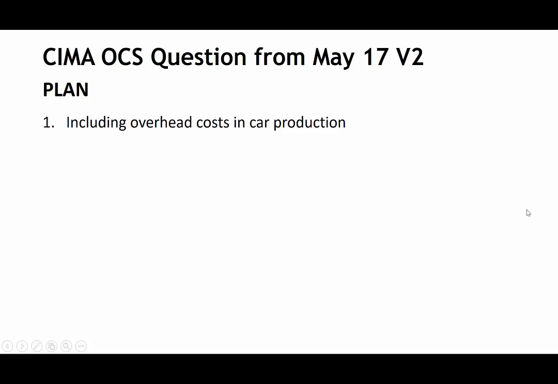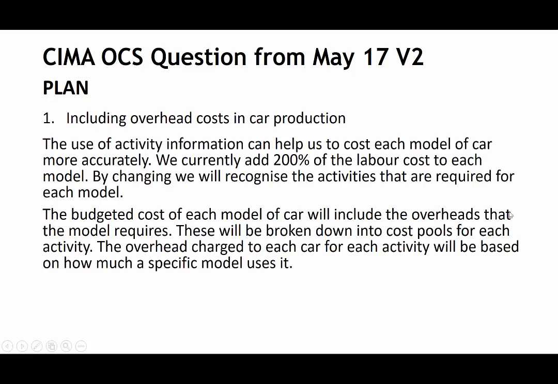Okay. Here we go. Including overhead costs in car production. The use of activity information can help us to cost each model of car more accurately. We currently are adding 200% of the labour cost to each model, and by changing, we will recognise activities that are required for each model. So this is bringing in pre-seen material. The pre-seen material didn't blatantly state that it's 200%, but it didn't take much to identify from that pre-seen material that it was a 200% overhead portion.